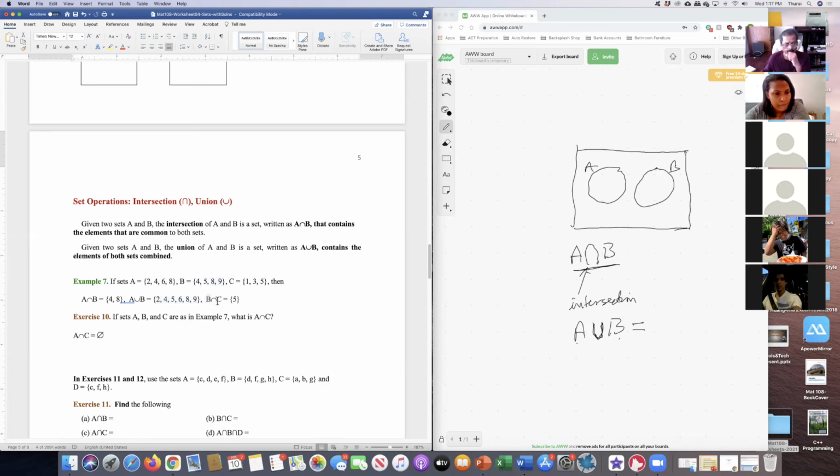Okay, B intersection C. If you look at B and C, the element that is common would be only 5. So if you have only one element, you still have to write it as a set with curly brackets, because the intersection is supposed to be a set, not a number. So remember to write the curly brackets when you're writing a set.